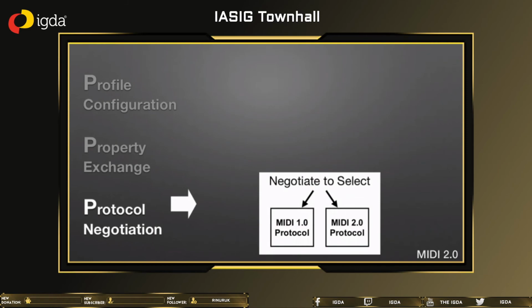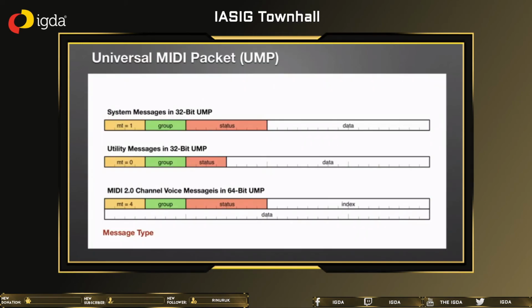The third P is protocol negotiation, where the two devices can agree to use the MIDI 1.0 messages that we're used to, or switch to the new higher resolution and extended MIDI 2.0 protocol. In order to enable this new protocol, we've had to define a new data format for MIDI. We call it the Universal MIDI Packet. So here's some examples of messages.